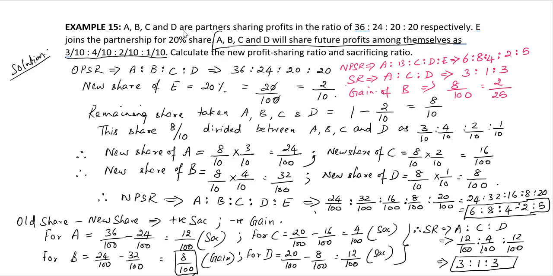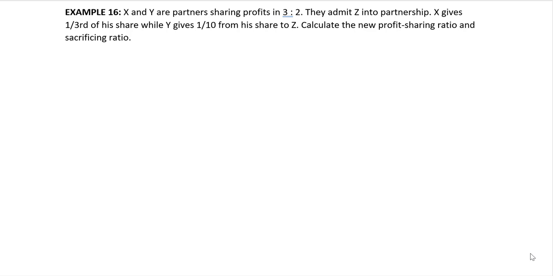Let's go to the next example. Example 16. X and Y are partners sharing profits in 3:2. They admit Z into a partnership. X gives 1/3 of his share, while Y gives 1/10 from his share to Z. Calculate the new profit sharing ratio and sacrificing ratio. Solution.